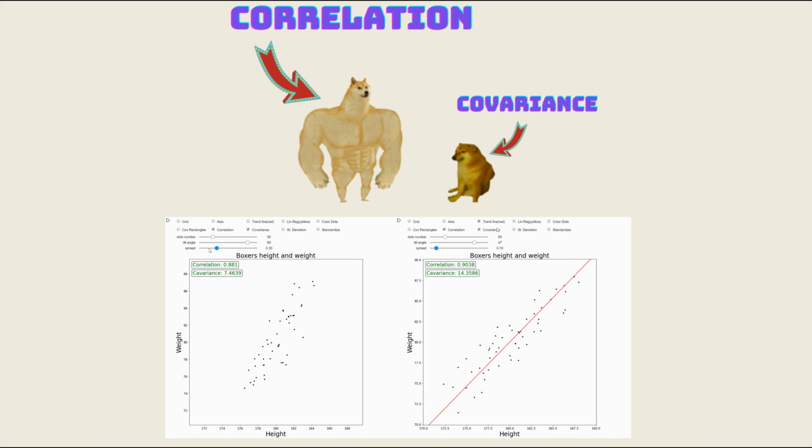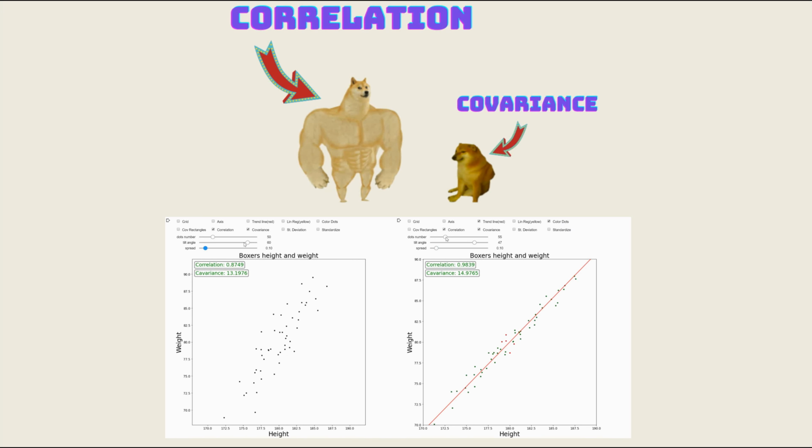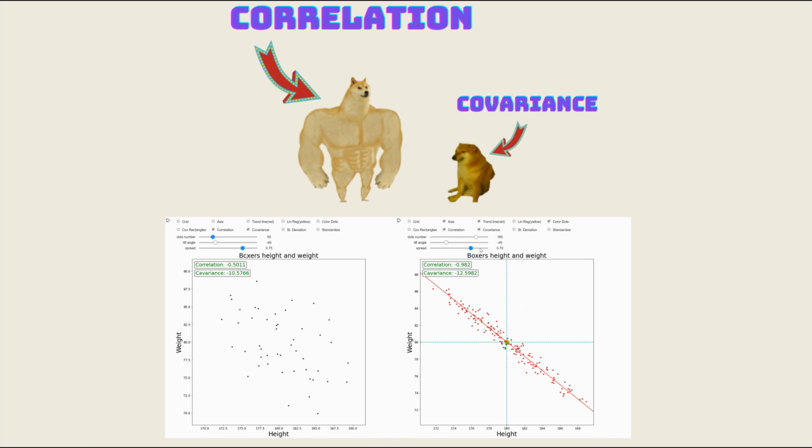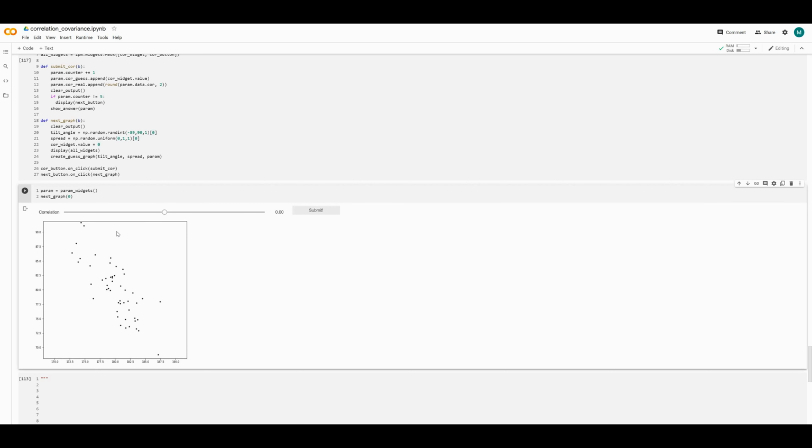Hello everybody, today I'm gonna talk about covariance and its improved version, correlation. And I'm going to explain everything to you in a very simple visual way. And hopefully after watching this video you'll be able to guess the value of correlation just by looking at the graph. So I will do it right now.